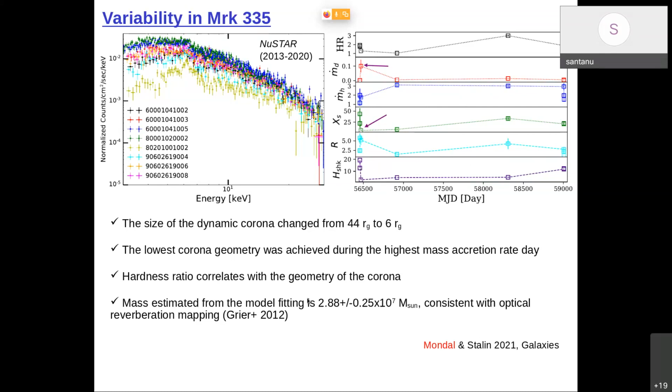As mass is a parameter in our model, we fitted the data, and from the fitting of the data, we estimated the mass around 2.88 × 10^7 solar masses for the central black hole. And this mass is consistent with the optical reverberation mapping done by Grier in 2012.